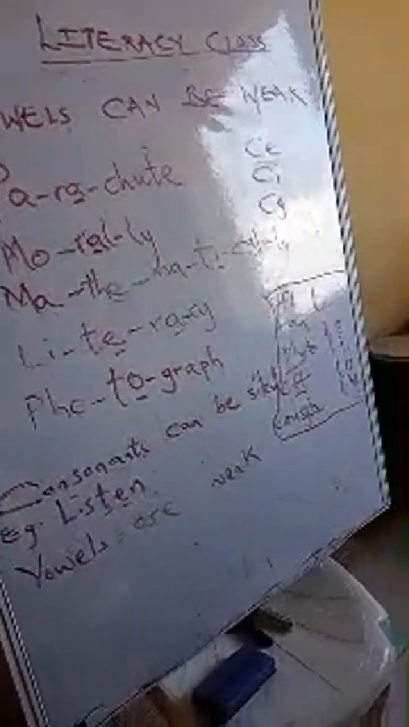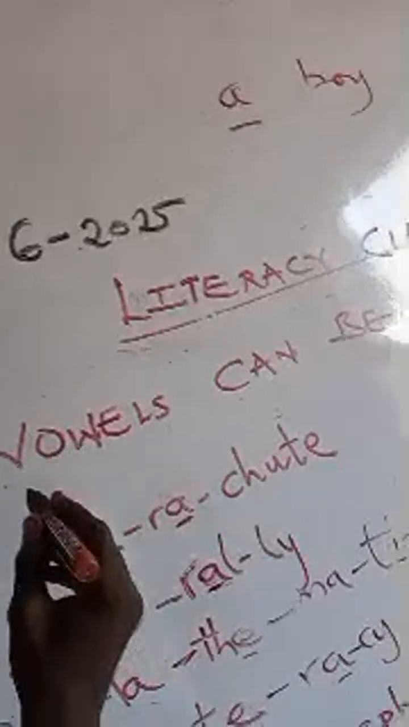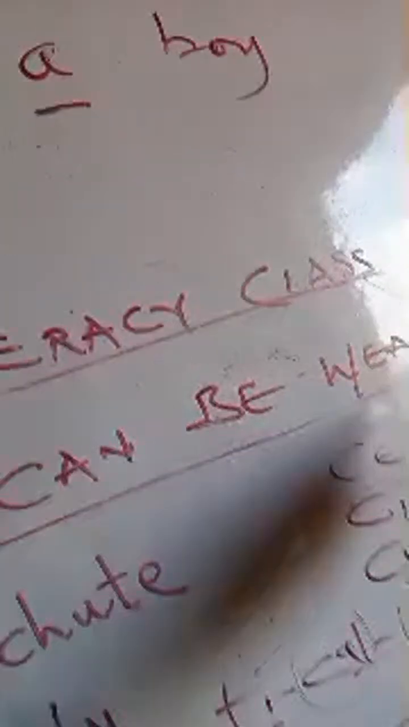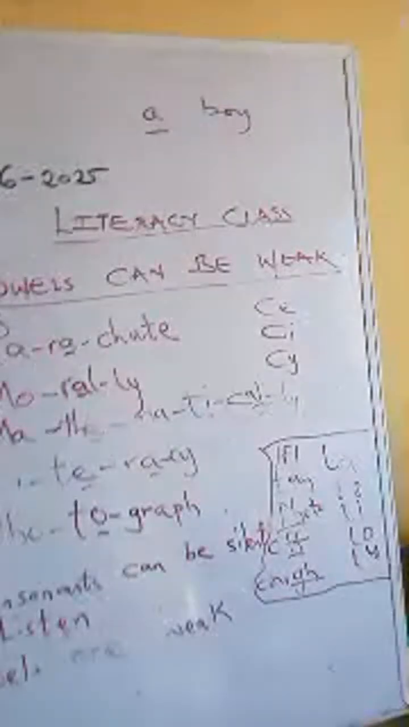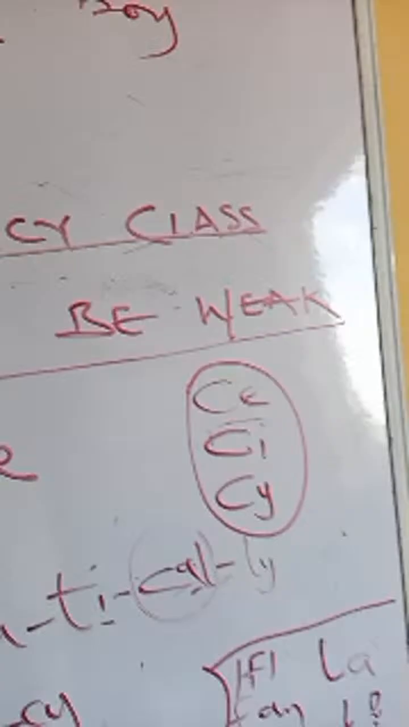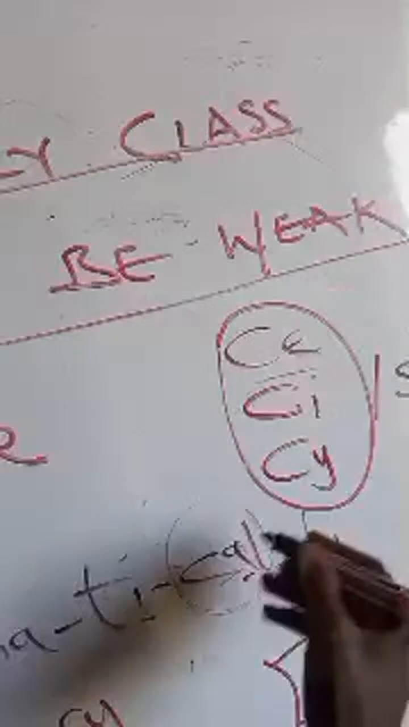Give me a sentence with power. Okay, you've given me a sentence with parachute. So today we learned vowels. Vowels can be weak. That's what we learned today. The C sounds.